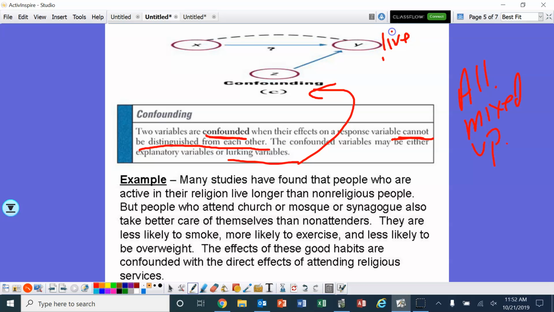All right? So living longer is the response. Now, they're saying that if you are religious, you're going to live longer. Well, there's other things that can cause that, because those people, again, are less likely to smoke, so not smoke, exercise more, etc. So we don't know what it is. Okay, it's kind of mixed up.